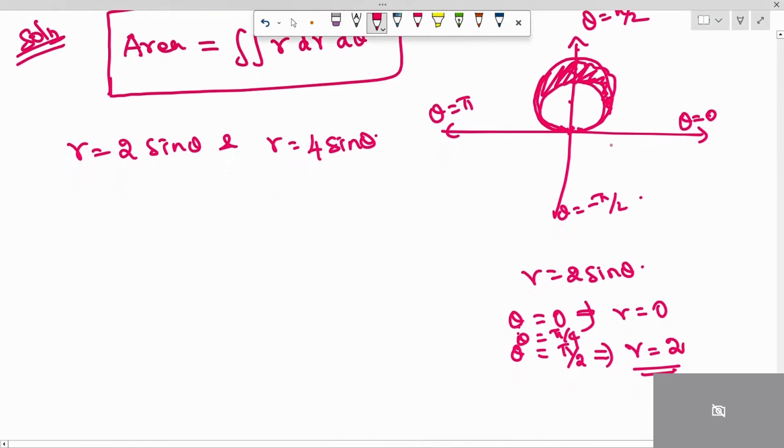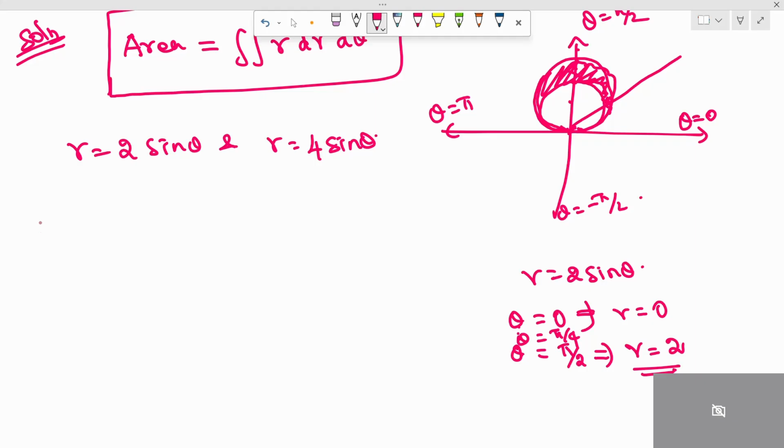And then draw the radial line. In Cartesian coordinates we used a strip; here we will use a radial line. Our bounded area covers the first and second quadrant, and using that we can draw the radial line like this. In any direction we can draw this line.